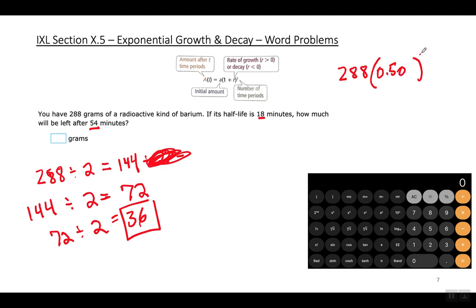Now, what number do I put for the number of time periods? 3, because every 18 minutes it's going down by 50%, and this 18-minute mark is happening 3 times. 18, 18, and 18 give you a total of 54 minutes. 18 plus 18 plus 18 is 54, or 18 times 3 is 54, however you want to think about it. If you do it like this in your calculator, you'll get the same answer, 36. Whichever way you prefer to do it, the answer is 36.